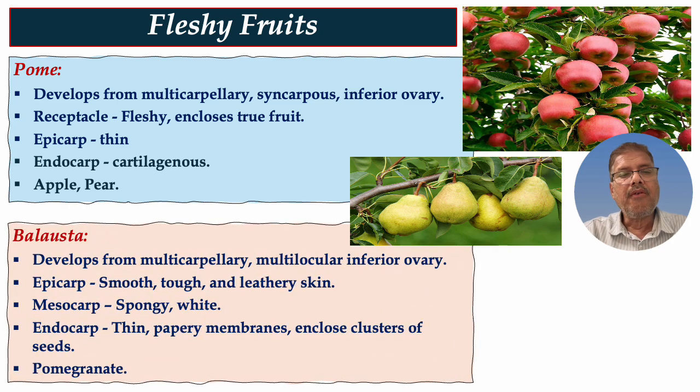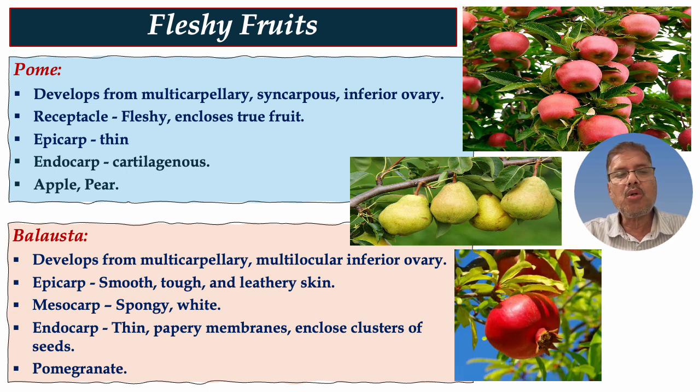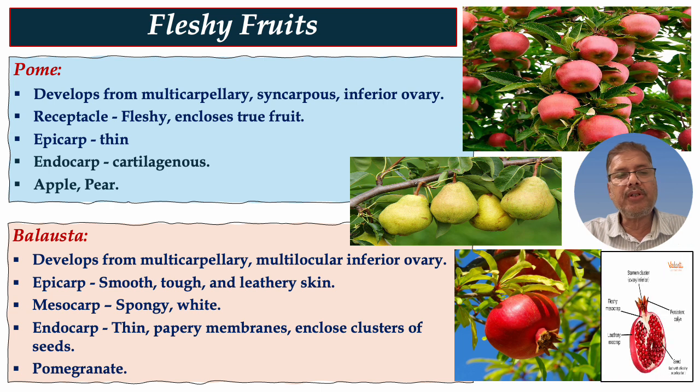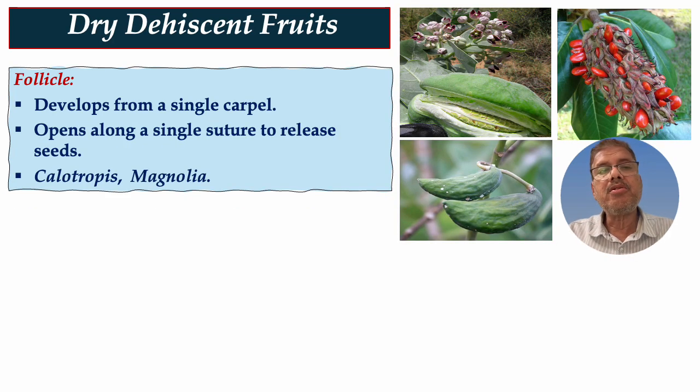In Balausta, the fleshy fruit develops from the multicarpillary, multilocular inferior ovary, whose pericarp is tough and leathery. Epicarp is the outermost layer forming the smooth, tough and leathery skin. Mesocarp is the inner, spongy, white tissue, where the endocarp forms the thin, papery membrane that encloses the individual clusters of seeds within each chamber. The calyx, the outermost part of the flower, persists as a crown on the top of the fruit. Example is pomegranate.